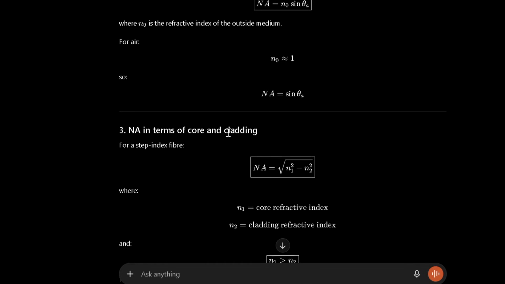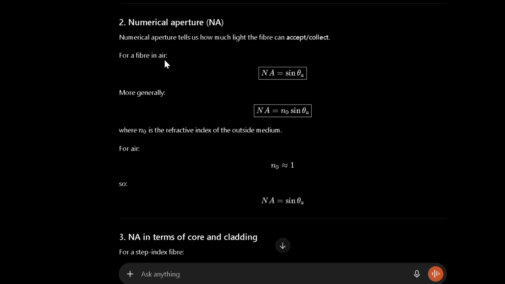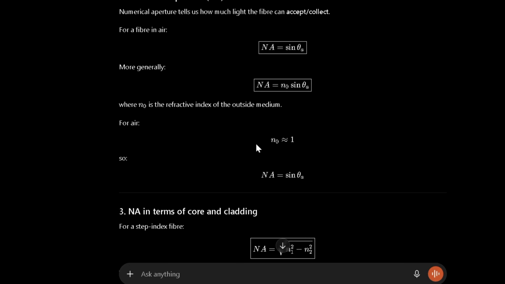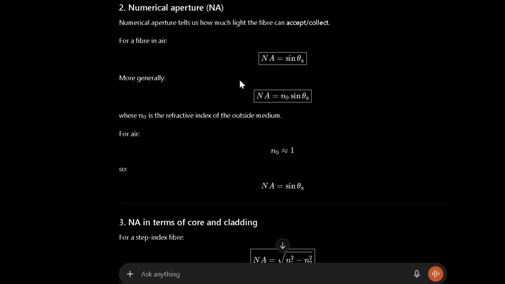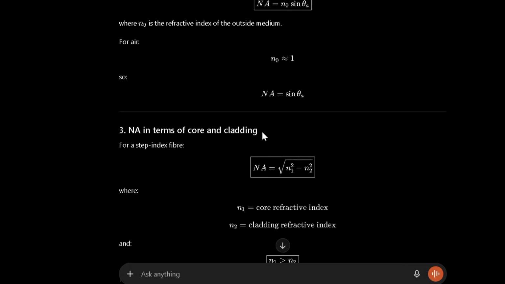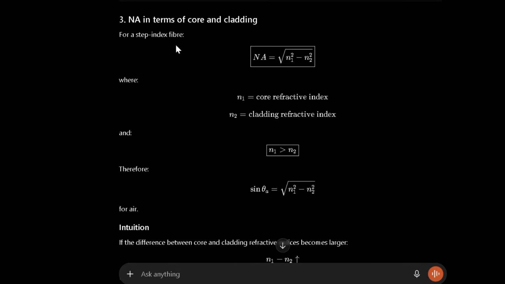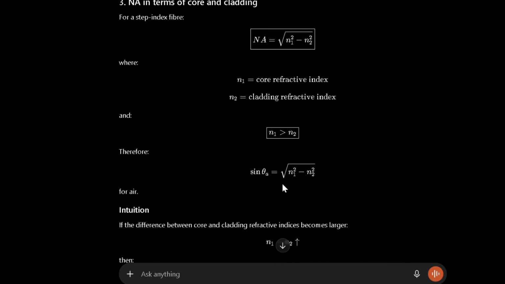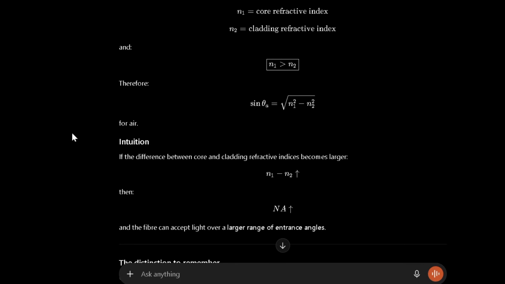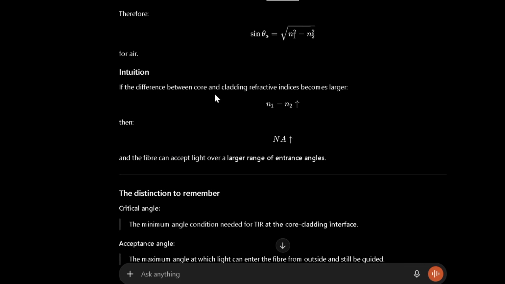This one is in terms of the medium and acceptance angle. This one is in terms of the refractive indexes of the core and cladding. For a step index fiber, n1 is greater than n2, therefore sine theta alpha equals the square root of n1 squared minus n2 squared. As the difference between the core and cladding refractive indexes, n1 minus n2, becomes larger, NA increases.